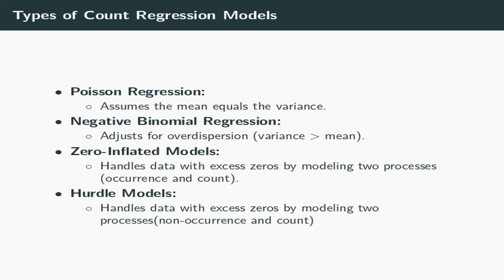Whether the event occurs is generally modeled using logistic regression. Similarly, hurdle models also handle excess zeros but work slightly differently by separating non-occurrence from the count process. In zero-inflated models, we separate occurrence, and in hurdle models, we separate non-occurrence of the event. Each of these models is designed to address specific characteristics in count data, making them powerful tools for prediction.